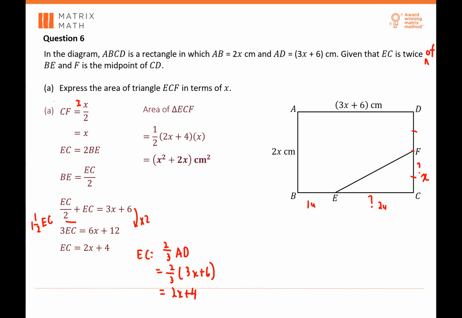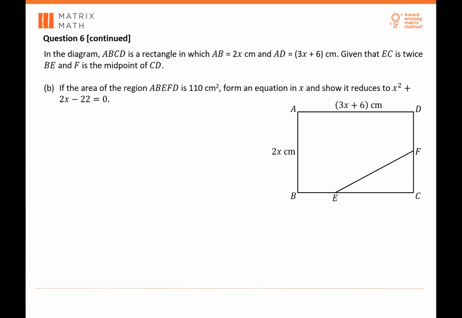Okay, so that's the answer for 6A. Now 6B, if the area of the region ABEFD, so ABEFD is this one, is 110 cm squared, form an equation in x, ensure that it reduces to x squared plus 2x minus 22 equals 0. Okay, so now I know my area of CEF. This is given as x squared plus 2x.